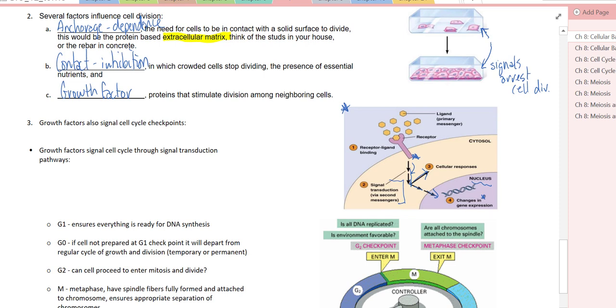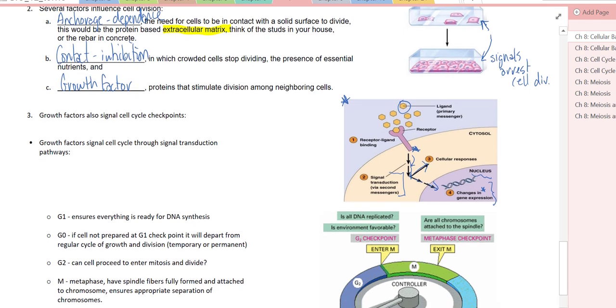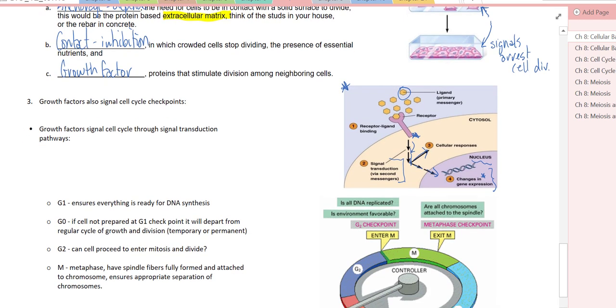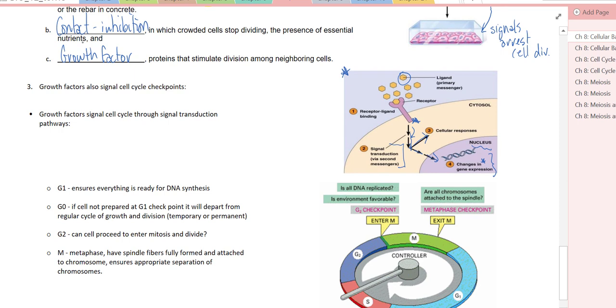So remember, we talked about how the DNA is the information and the code to make proteins. Well, what would happen is these growth factors would influence the expression of specific genes that are related to making proteins responsible for cell division. And that'll become a little bit more clear when we look at the diagram down below. So growth factors also signal cell cycle checkpoints, okay?